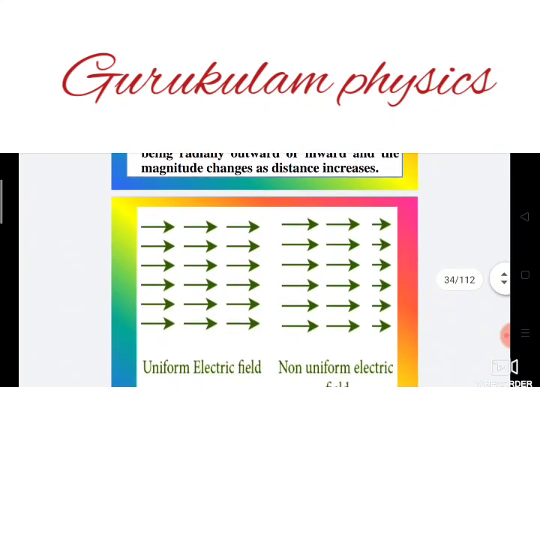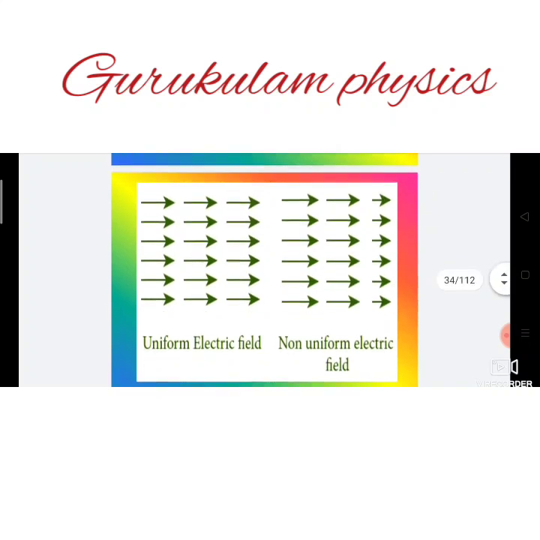See the diagram. We can see a uniform electric field and a non-uniform electric field. In the case of a uniform electric field, the direction and the value of the electric field are constant everywhere. In the case of a non-uniform electric field, the direction may differ or they may have different magnitudes at different points.